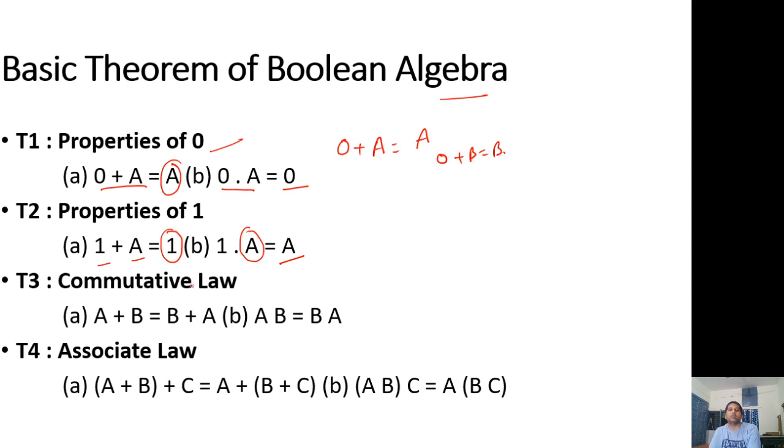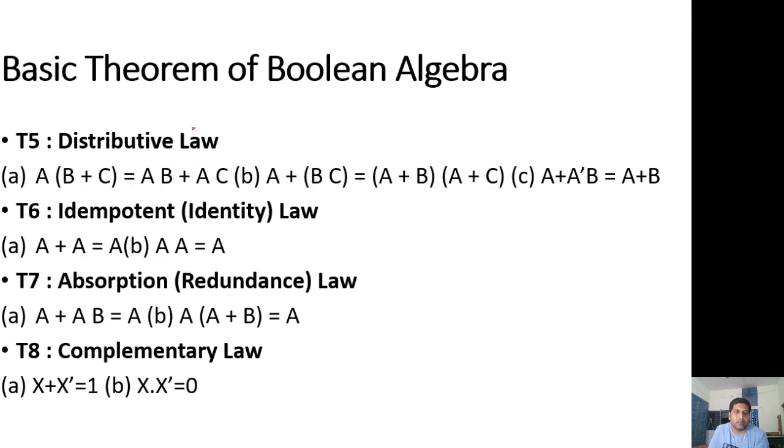Third property is commutative law. A plus B is equal to B plus A, and in terms of multiplication AB is equal to BA. The fourth property is associative law. A plus B plus C is equal to A plus B plus C grouped, and in terms of multiplication A(BC) is equal to (AB)C.